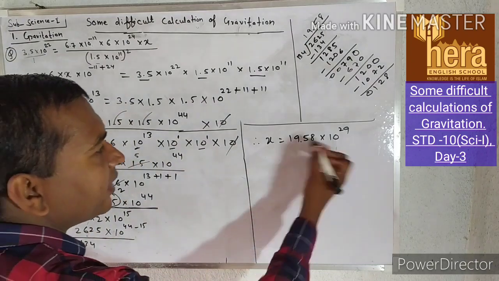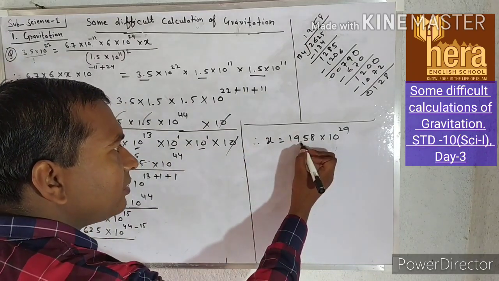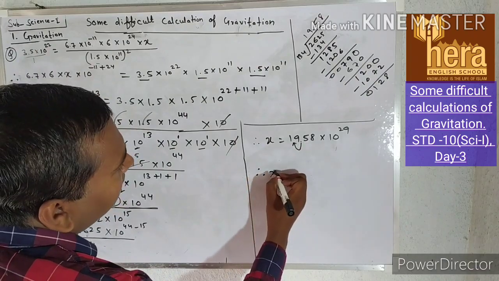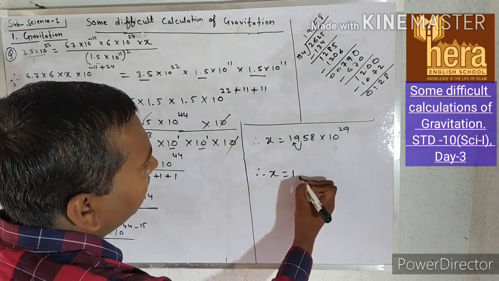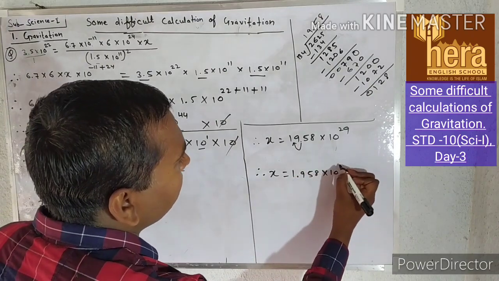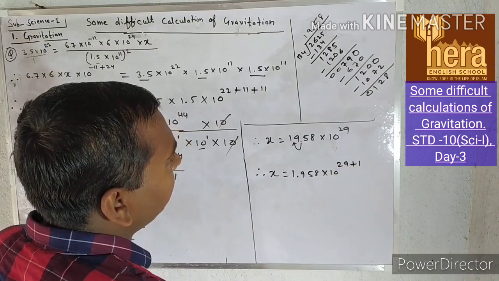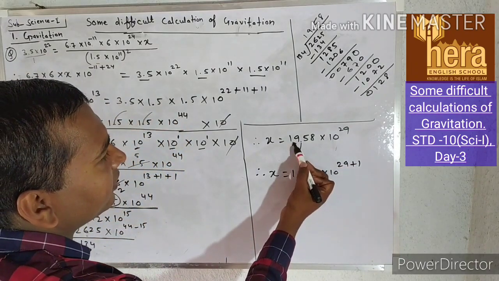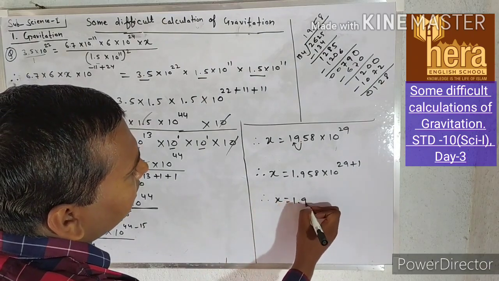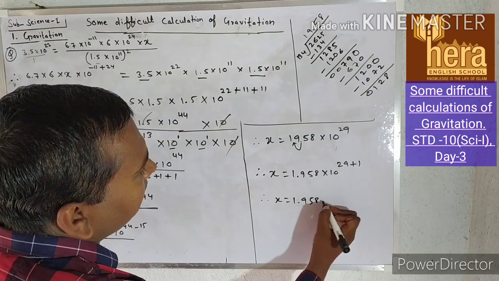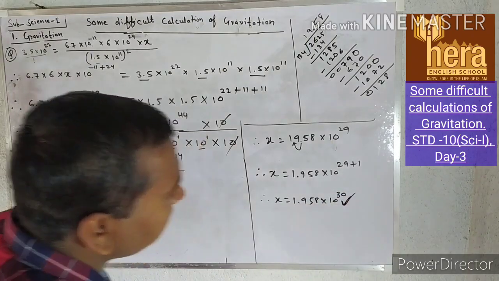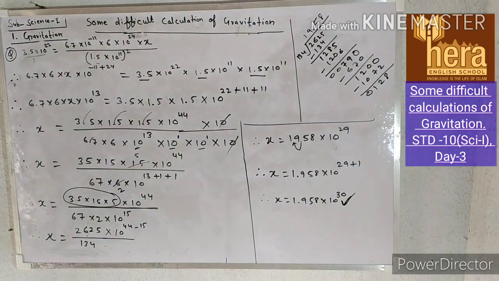Now this is not in scientific notation, so you have to shift this decimal from here to here. Therefore x will be equal to 1.958 into 10 raised to 29 plus 1, since you have shifted only one digit. Therefore x is equal to 1.958 into 10 raised to 30. Now this is in scientific notation. Okay.